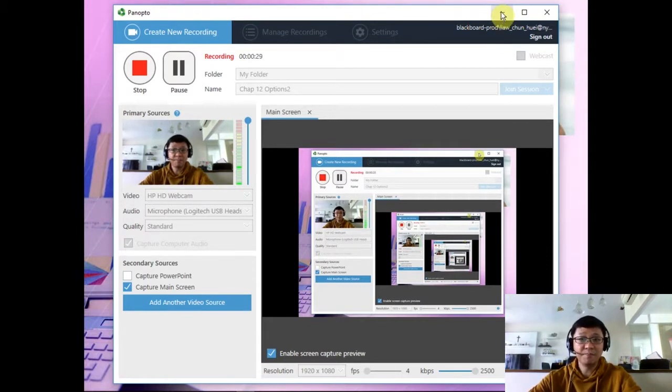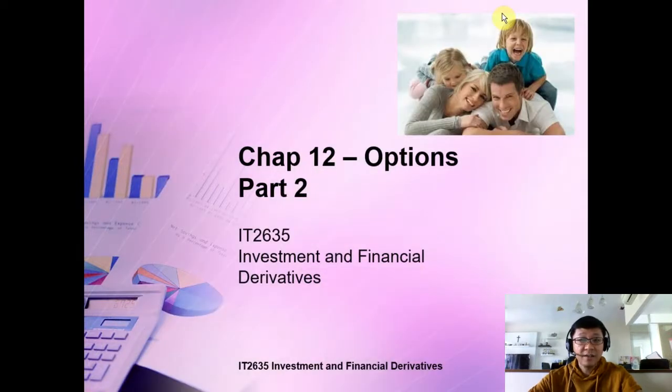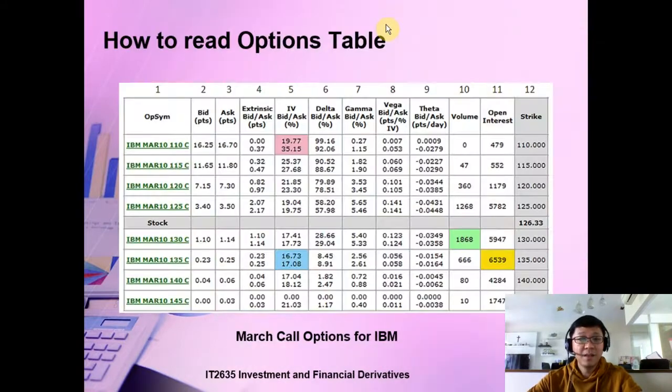So, let's start off with Chapter 12 on options. This is the second part of the series on the options derivative, and it's also the very last derivative that we'll be covering. So here is just to give you a glimpse again of the option table that you might see in some of those financial institutes. They might list some of these options on their trading tables.